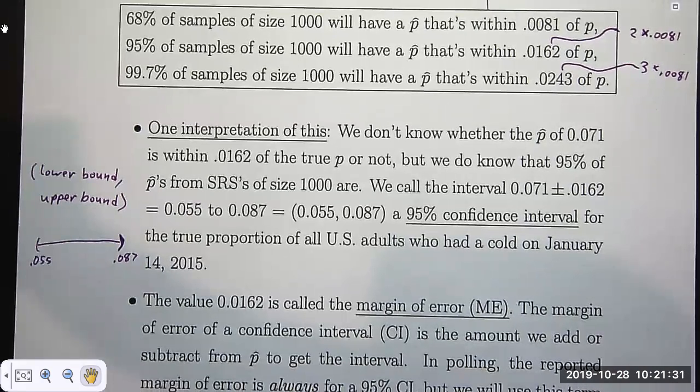So in polling, they just always use the 95% confidence interval, but we can use different confidence intervals.